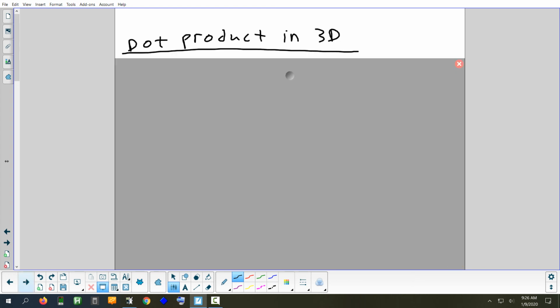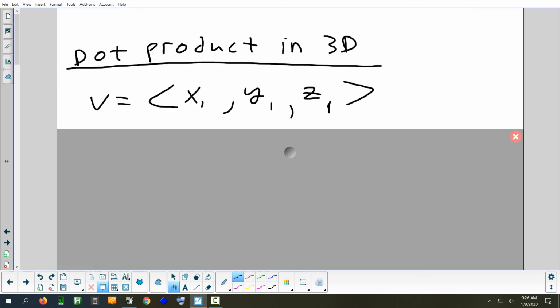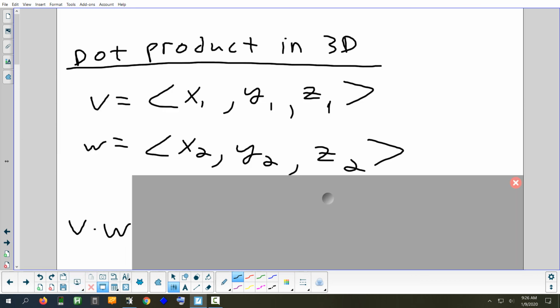All right. Next thing, dot product. Dot product in 3D is going to be exactly the way you did it in 2D. No difference at all. Since you already know how to do it in 2D, you should be able to just give me the formula for what it would be in 3D. What's the first thing you would do to find the dot product here?